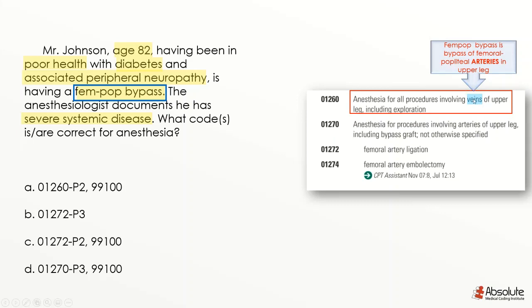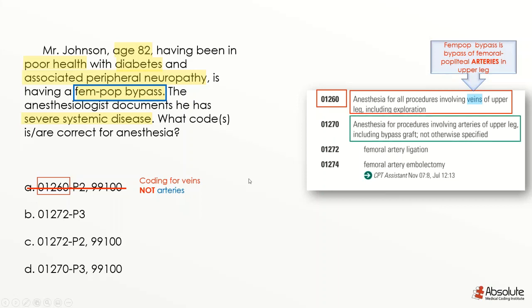We need a fempop bypass. It's a bypass of femoral popliteal arteries in the upper leg. This is for veins, okay? So 01260, that one, it's off the board. That's coding for veins, not for arteries, and that's what we need. We need something for arteries.